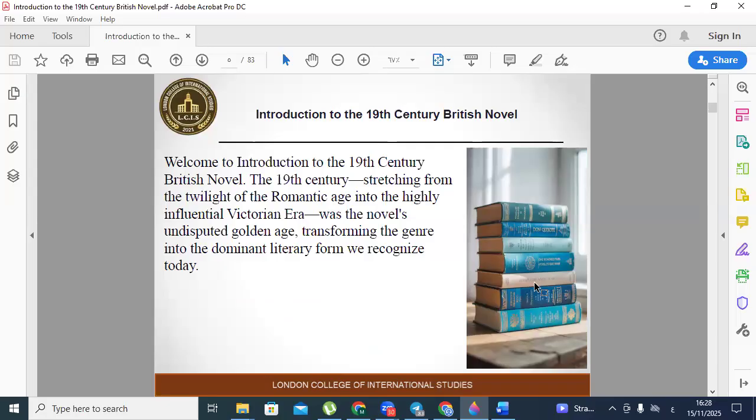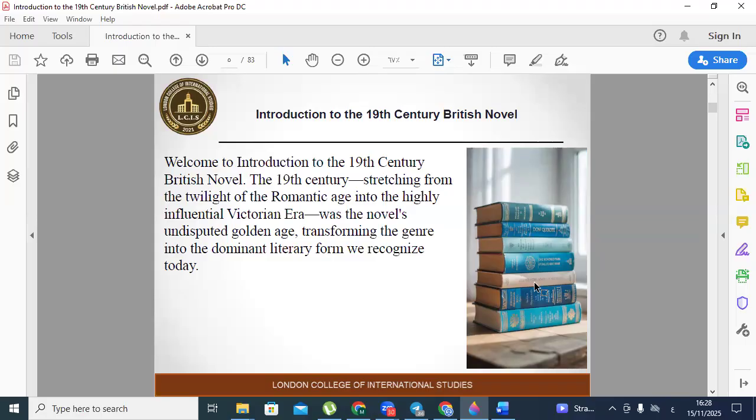Introduction to the 19th century British novel. Welcome to the introduction to the 19th century British novel. The 19th century, stretching from the twilight of the Romantic Age into the highly influential Victorian era, was the novel's undisputed golden age, transforming the genre into the dominant literary form we recognize today.